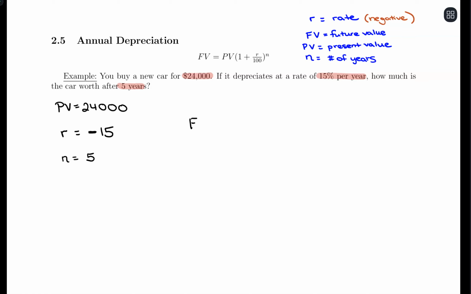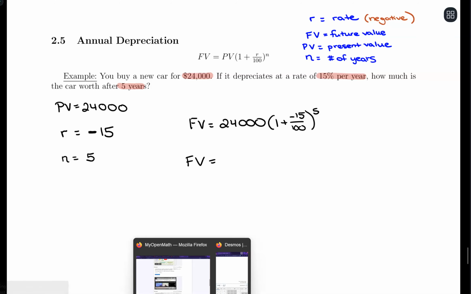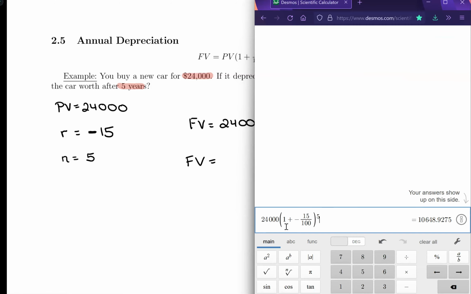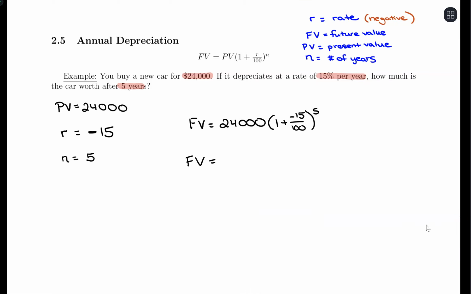Okay, so if we want to calculate the future value of this car, we're taking 24,000 times 1 plus negative 15 over 100, raised to the power of 5. With that, we go to our calculator, and we'll have a future value of $10,648.93. So after 5 years, that would be what our car is valued at.